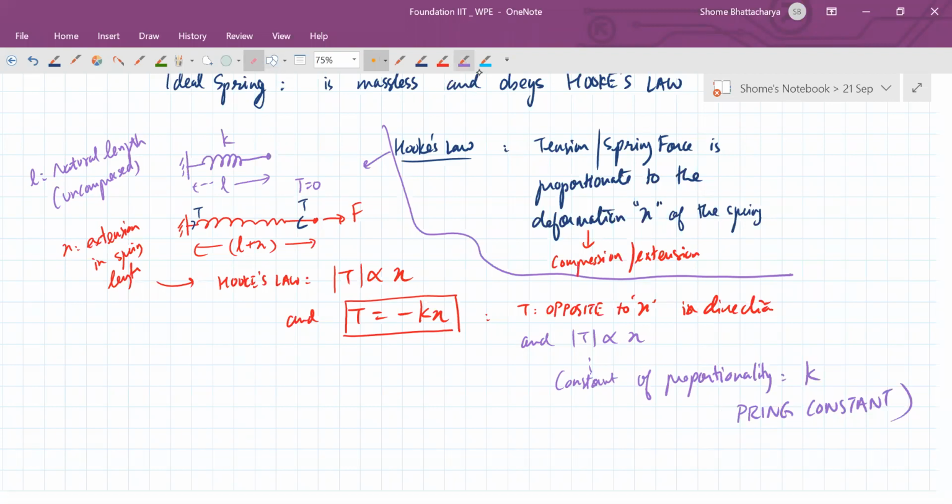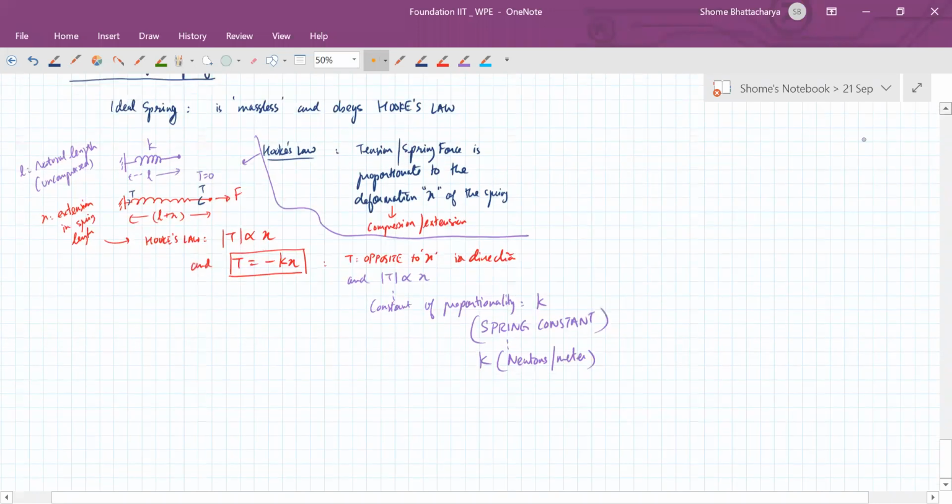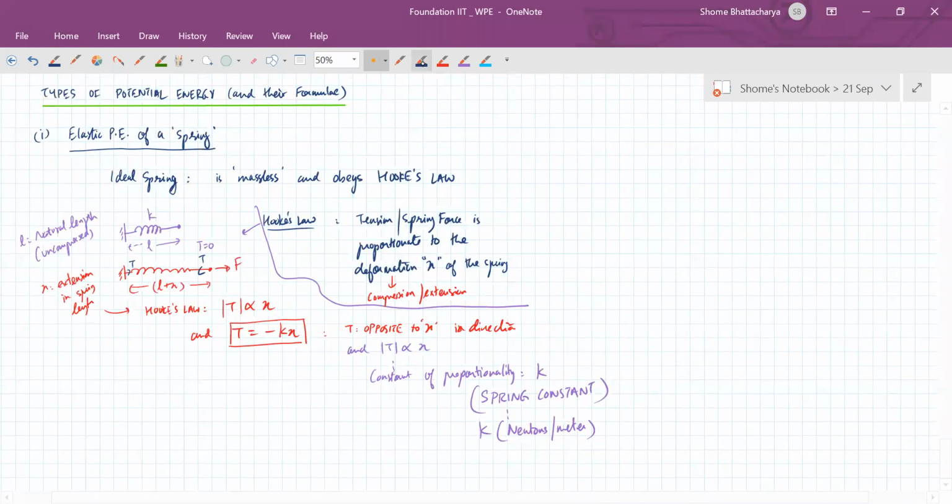As you will understand here, it is measured in newtons per meter. That is the SI unit of it. We'll come to the formula of potential energy also, but to understand potential energy, first we have to understand the working principle of the spring, which is basically Hooke's law. Here we are seeing how Hooke's law works when a spring is extended. We'll also see how it works when it is compressed. So make a note of this first.